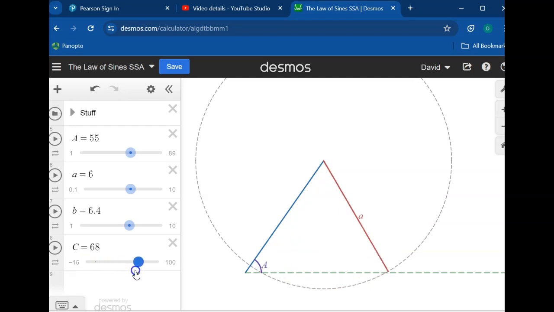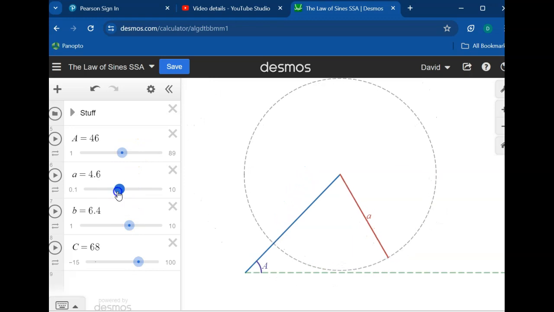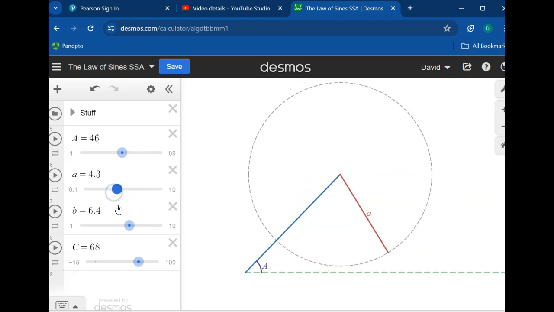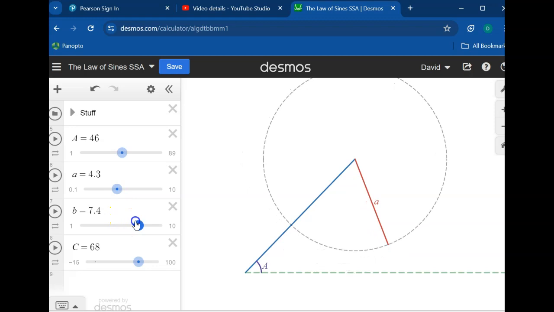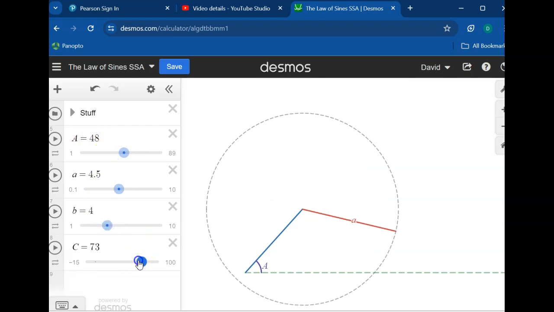And then for other situations, like I'm given some angle, and let's say that this side length A is only this long, and this side length is this long. Now you can see I can't make a triangle. And then for other cases still, maybe this is 48 degrees, 4.5, let's make this 4. You can see that I can make one triangle here, but then over here I can't fold around and get another triangle. This side's too big, so it can only produce one triangle.